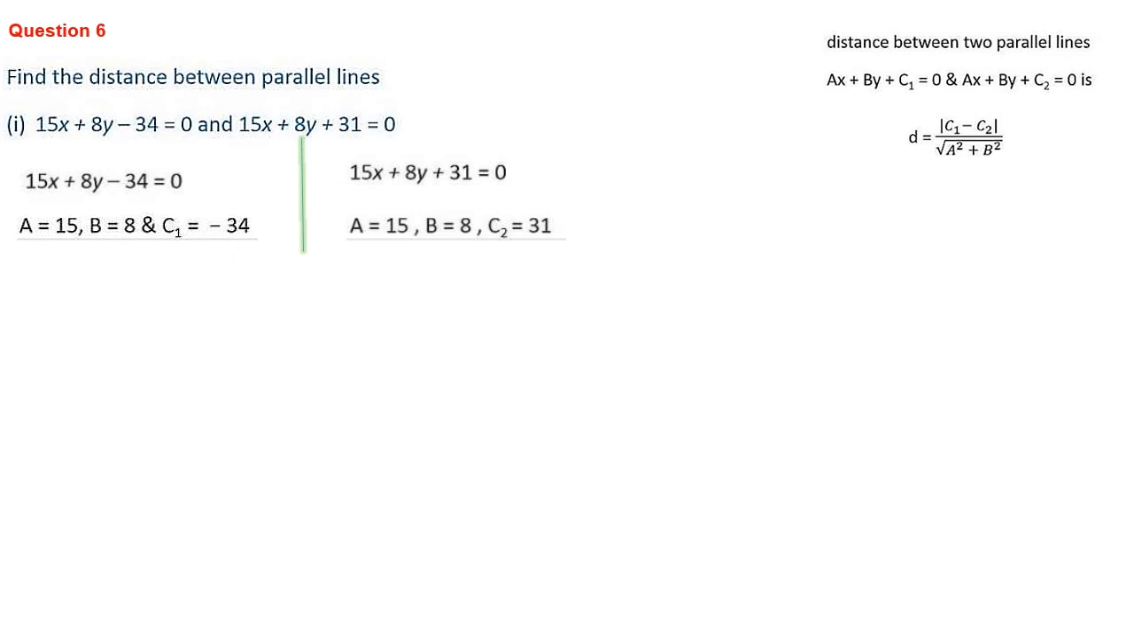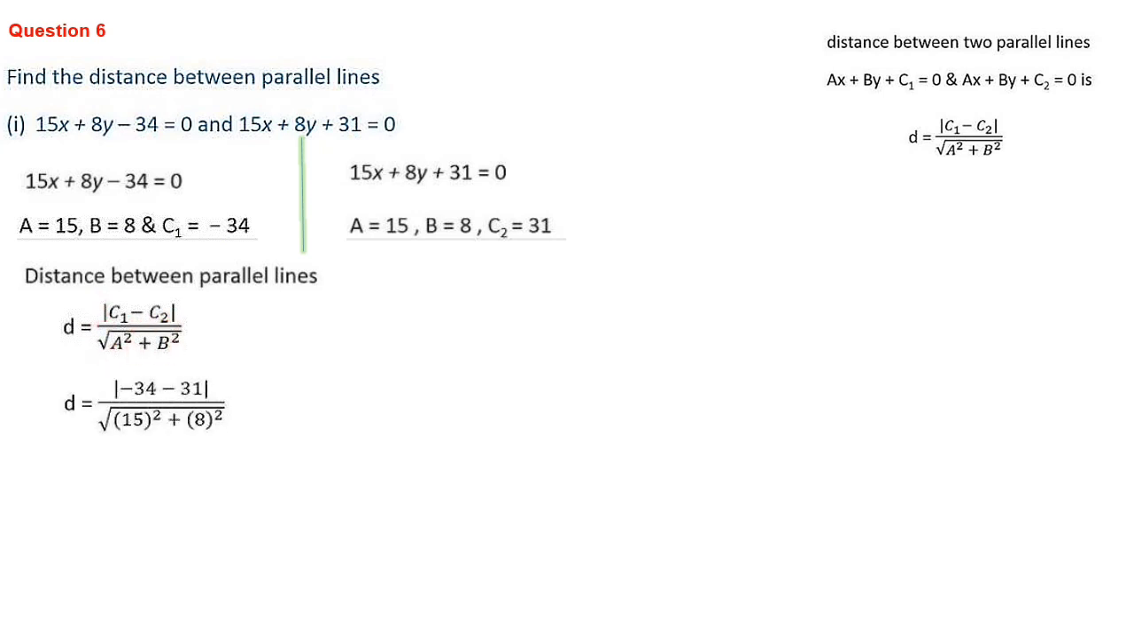Here, for the distance between the parallel lines, we can write the formula: D is equal to mod of C1 minus C2 divided by root of a square plus b square. C1 is minus 34, C2 is 31, divided by root of a square plus b square. A is 15 and b is 8, so 15 square plus 8 square. Then minus 34 minus 31 is mod of minus 65, divided by root of 15 square plus 8 square.